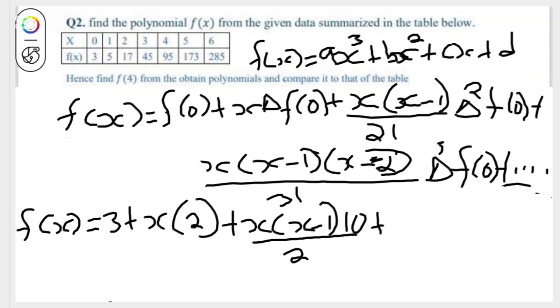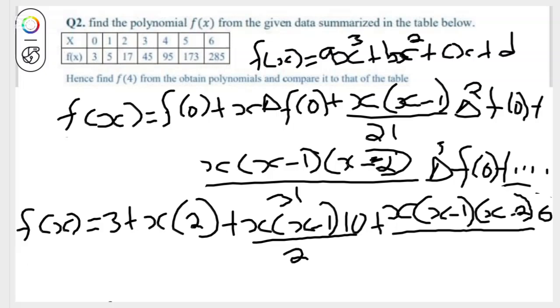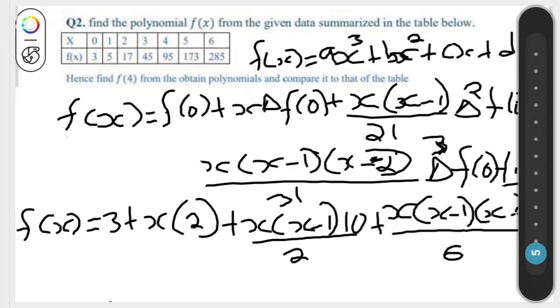So then I have to say plus this. So I have to substitute. So therefore I will say x into x minus 1, and therefore I will say x minus 2 multiplied by 6, and then I have to divide it by the d cube of f of 0, so this is the d cube f of 0, and then I have to divide by 3 factorial, which is 6. So you have to wait and see how I can simplify this.